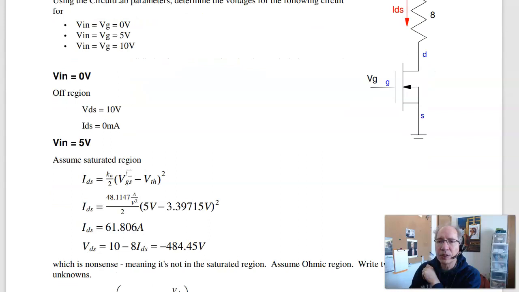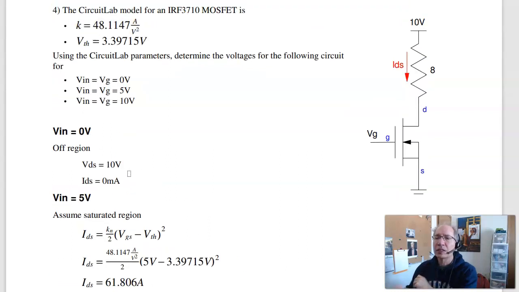Problem 4 says, okay, let's calculate the operating point, meaning what are IDS and VDS for this circuit when Vn is 0 volts, 5 volts, and 10 volts? And we're going to use the parameters used in CircuitLab, where K sub n is 48 and V threshold is 3.39.